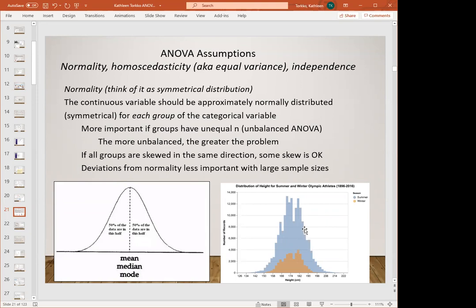And if you have skew, if they're all positive skew, skewed out in this direction in all groups, then that would be okay, the distributions are the same. And again, deviations from this are less important if you have large sample sizes, say over 30. If you have small sample sizes, like I deal with in a lot of basic science experiments, it becomes a little bit more problematic to look at.